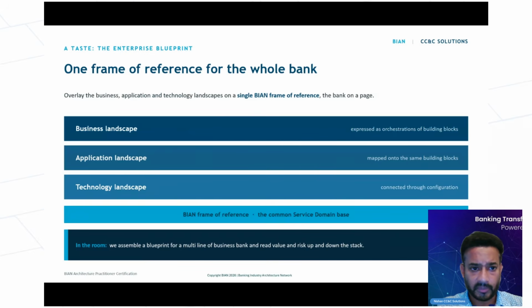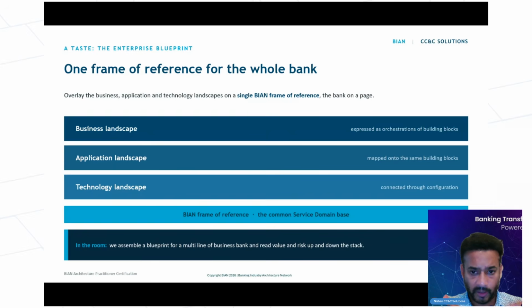Another very critical concept is the enterprise blueprint and how BIAN can be a frame of reference for the whole bank, not just at the application or technology layer, but across all layers. So the training goes through how you overlay the service domain or the service landscape at your business layer and express your business as an orchestration of building blocks. It can also be applied across your application landscape, and you can map your applications to those same building blocks. And it can be connected down into your technology landscape through configuration, and you can see how it connects at that level as well.